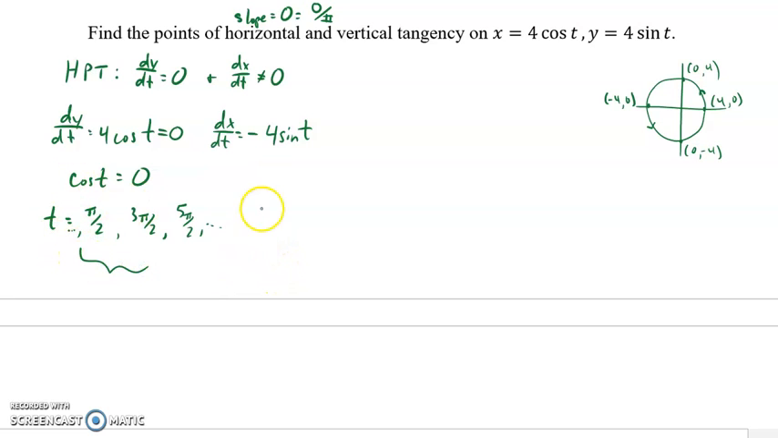So t equals pi over 2 is going to give us the point, well, pi over 2 has a cosine of 0, right? And pi over 2 has a sine of 1, so 4 times 1 is 4. Oh, what a surprise. 0, 4 is one of the points of horizontal tangency. And then when we do the same thing with t equals 3 pi over 2, of course, we're going to get the bottom point. So let's just fill those in.